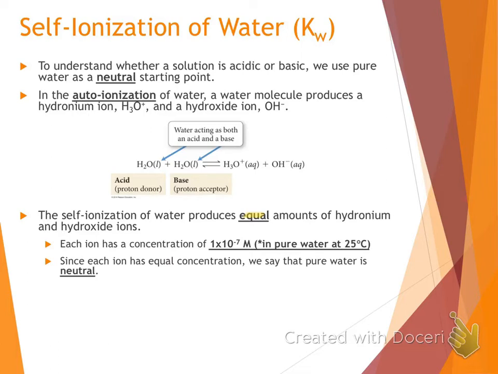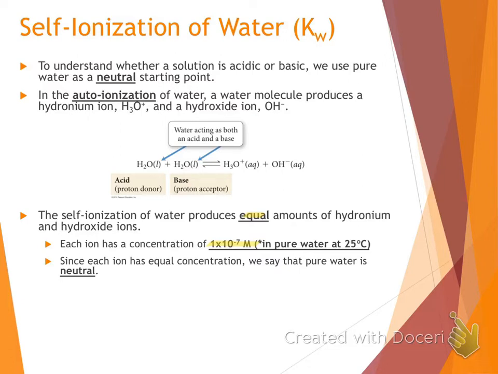Whenever we are in pure water at 25 degrees Celsius, the concentration of each ion is going to be 1 times 10 to the negative 7 molar. That is going to change with temperature. Remember that our equilibrium constant, capital K's, only change when temperature changes. So this is only true at 25 degrees Celsius.